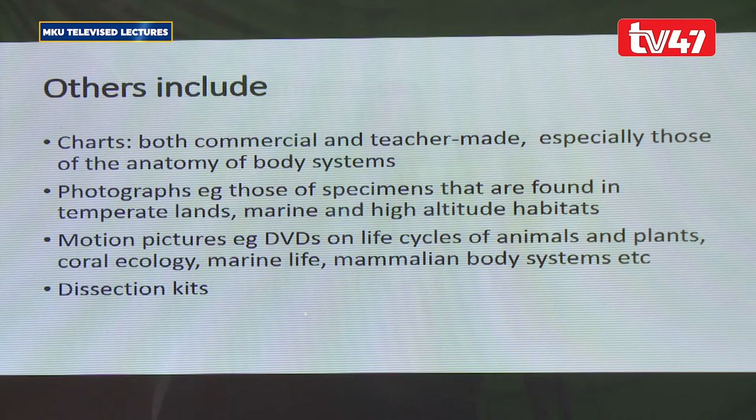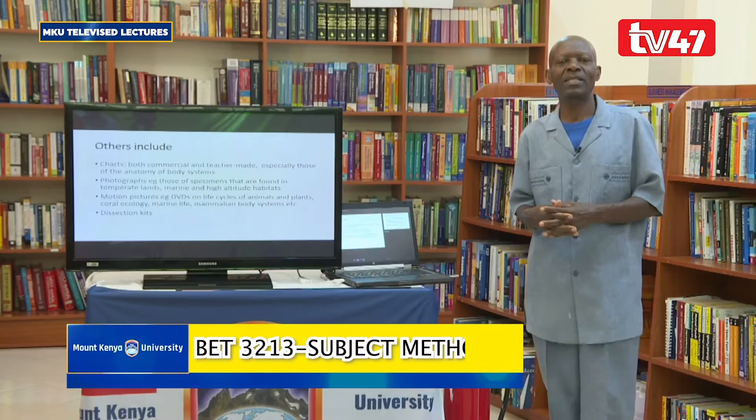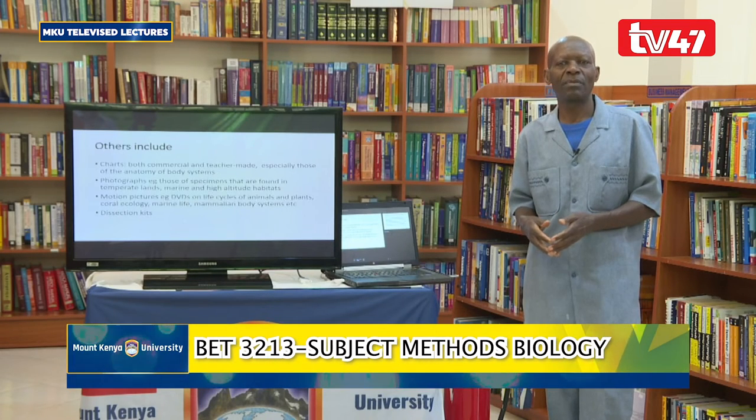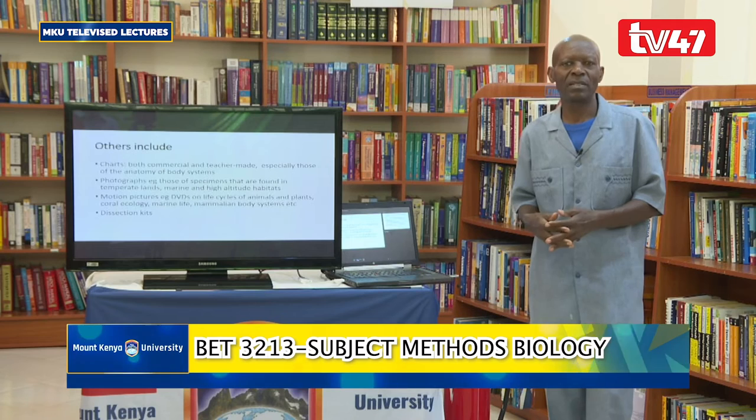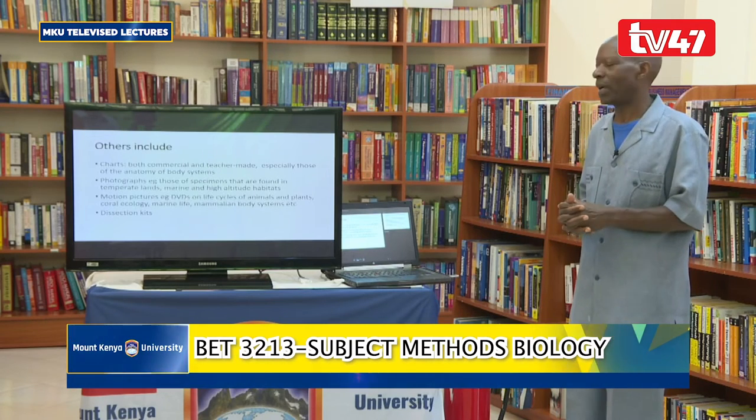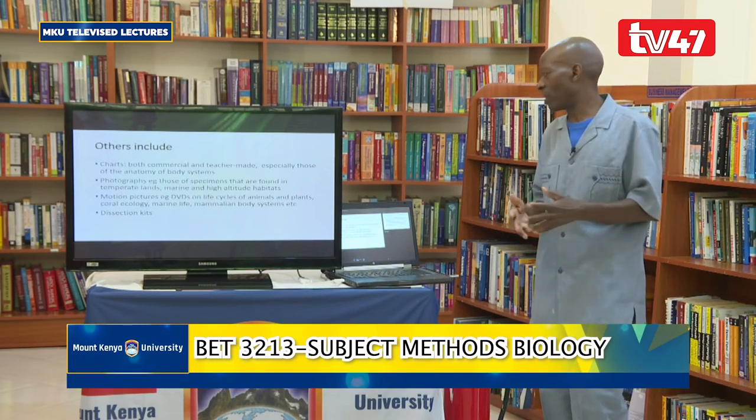We have also photographs that should be in the biology lab, especially for those specimens that we do not find in the country or in the tropical lands. We have things like the polar bear that we can only get a photograph of. Those animals and plants that are found in marine environments, in temperate lands, alpine climates. So we need photographs for that.